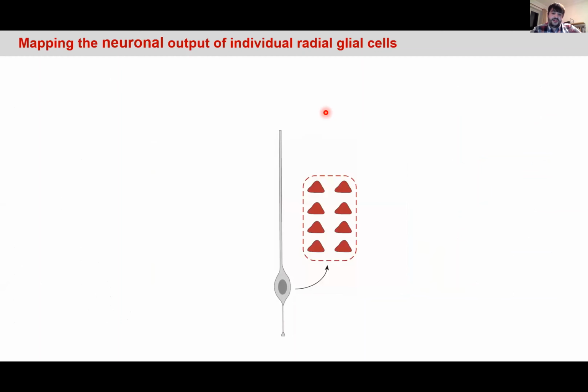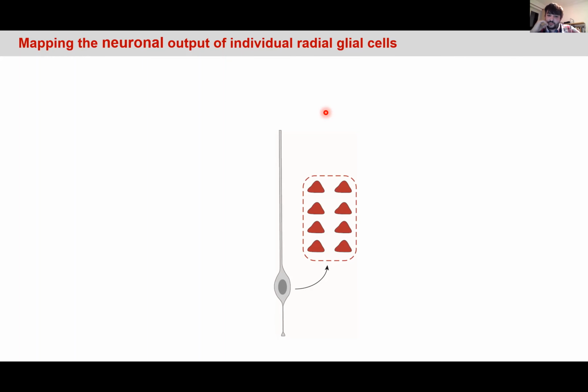So what we did in our study was very similar to what Professor Songhai was showing before. We mapped the output of individual radial glia cells and studied the composition of these neuronal outputs at adult stages, at P21, postnatal day 21, when the generation of cells and also the cell death that is associated with early postnatal life is largely finished.